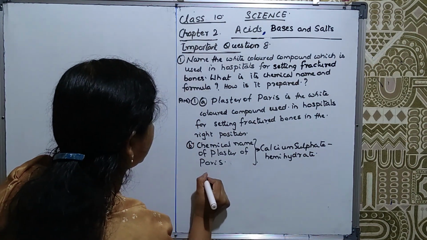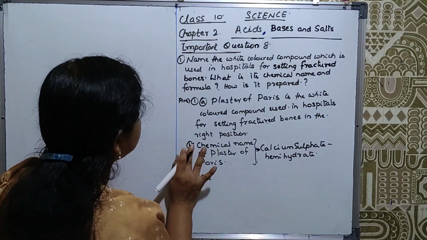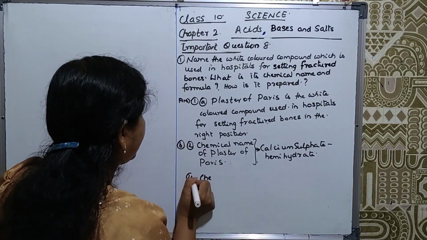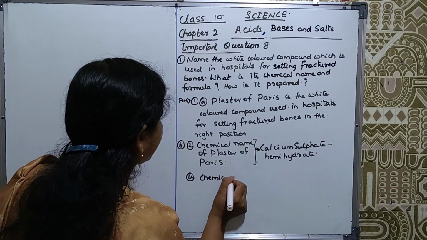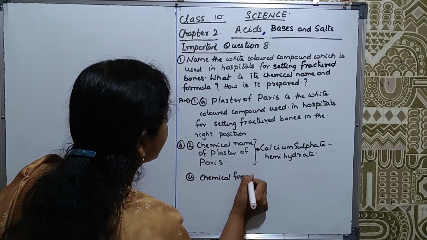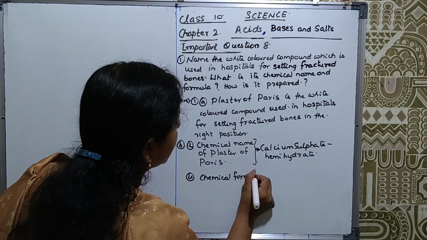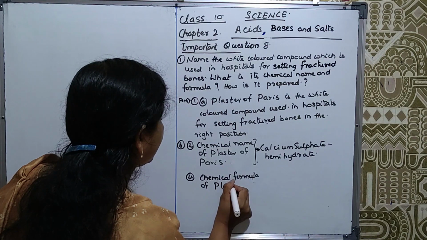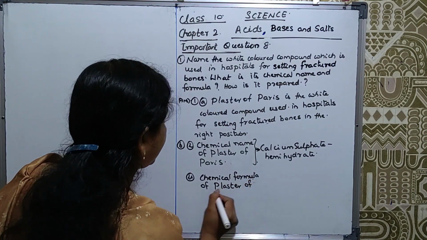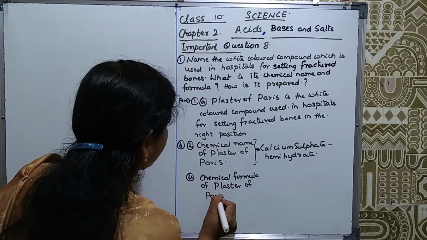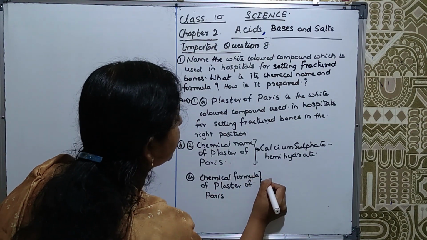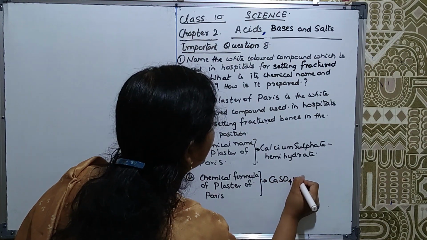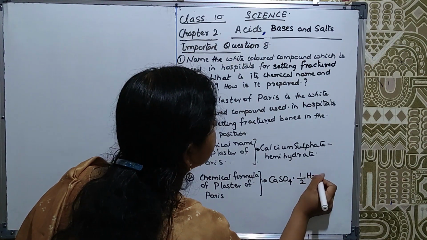Now chemical formula. There is B, first part and second part. Chemical formula of plaster of Paris is CaSO4 dot half H2O. Hemihydrate is so half water.